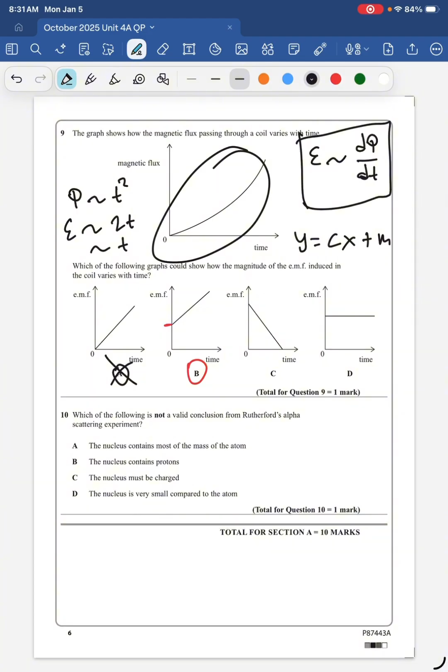All right, let's do question 10, the last one in section A. Which of the following is not a valid conclusion from Rutherford's scattering experiment? Option A, the nucleus contains most of the mass of the atom. This was one of the conclusions, actually, okay? B, the nucleus contains protons. Okay, that doesn't sound like one of the conclusions, okay? C, the nucleus must be charged. This was one of the conclusions. And D, the nucleus is very small compared to the atom, which was one of the conclusions. So B is the right answer.